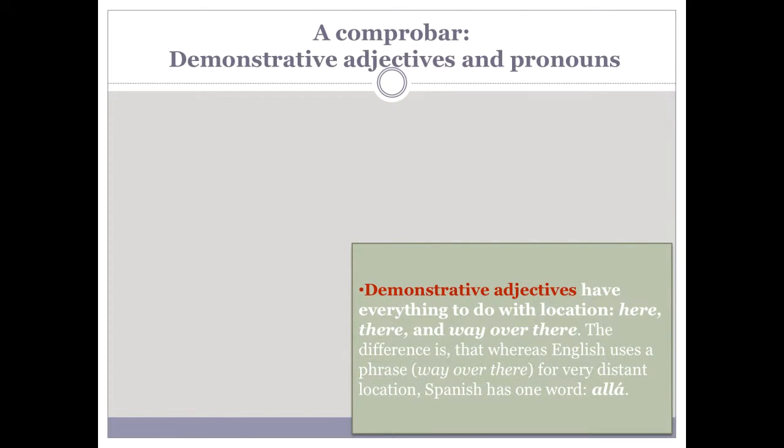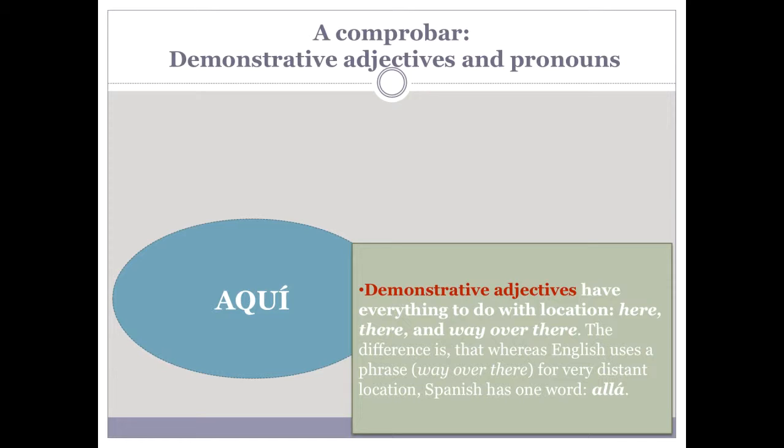Demonstrative adjectives have everything to do with location. Here, there, and way over there. So as in English we say this book here. This implies here, pretty close. That implies there. And way over there implies way over there as a location. The difference is that whereas English uses a phrase, way over there, for a very distant location, Spanish has one word, and that word is allá.